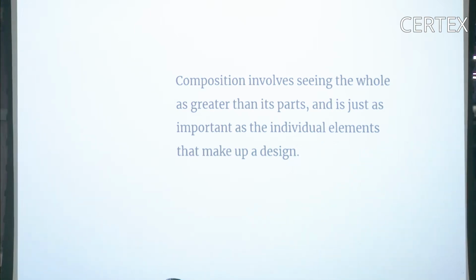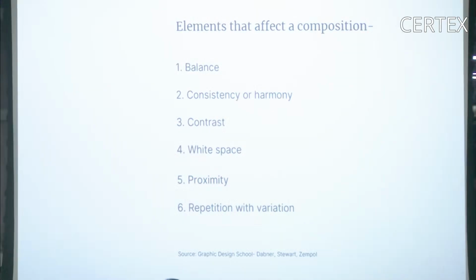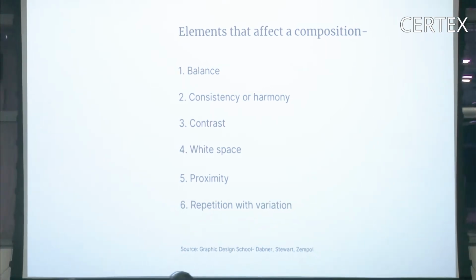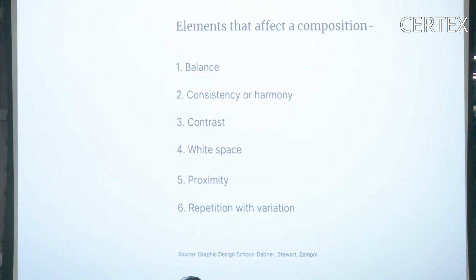We also have to understand that composition means we have to consider it as a whole, not as individual elements. The whole is more important than the individual elements. There are elements and principles that can make a composition good or bad. Those are balance, consistency, contrast, white space, proximity, and repetition with variation. I will explain one by one.